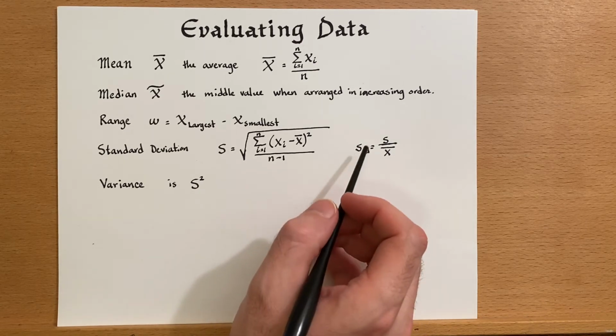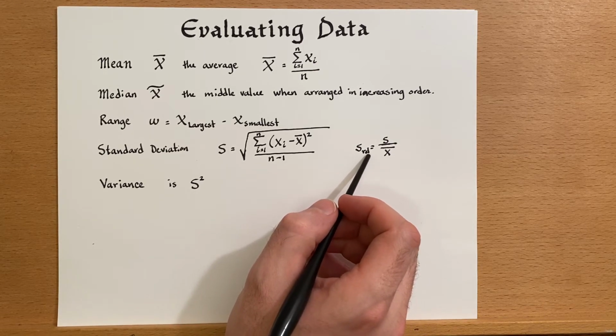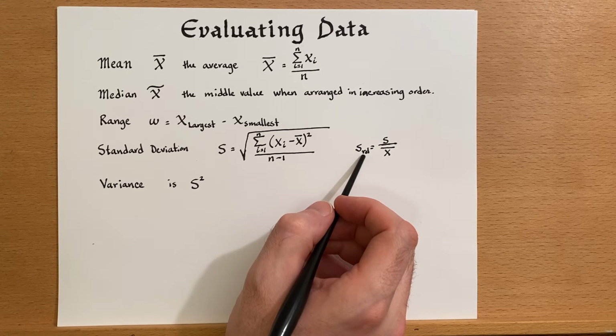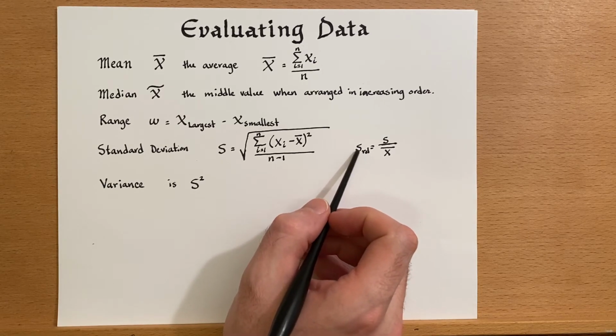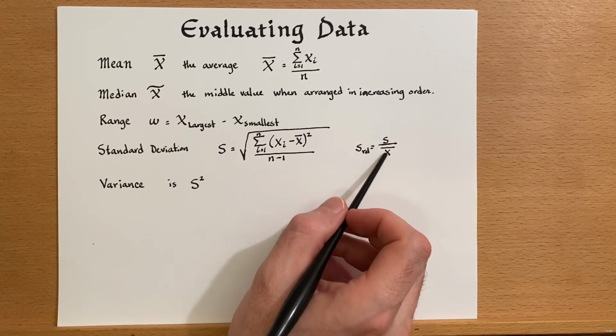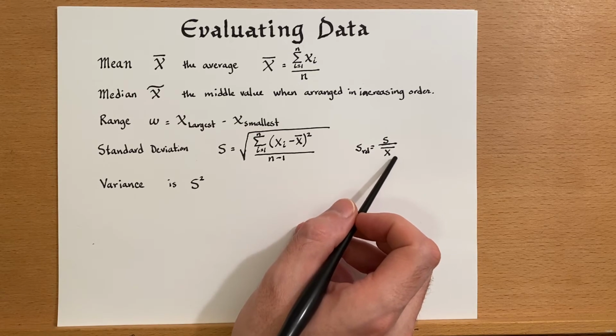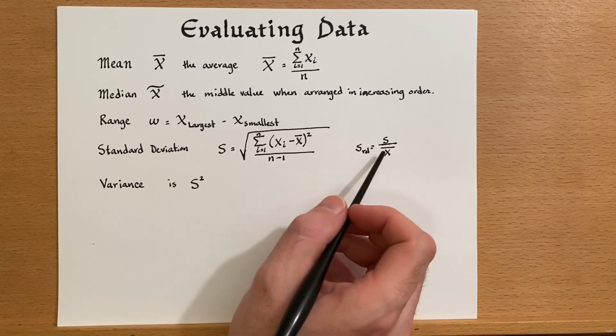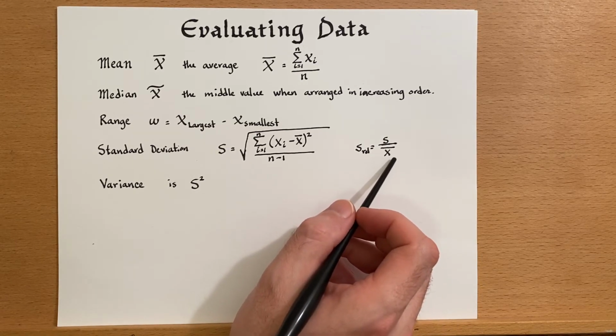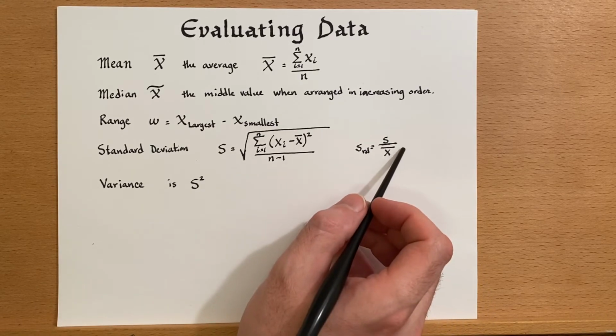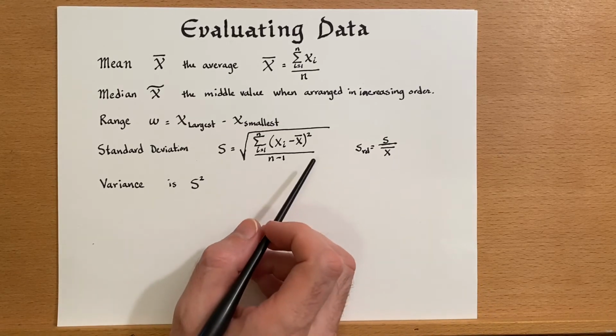The other value that you may wish to use is the relative standard deviation, and in this case, you just take the standard deviation and divide it by the average. And sometimes this is expressed as a percentage, and in that case you would multiply by 100%.